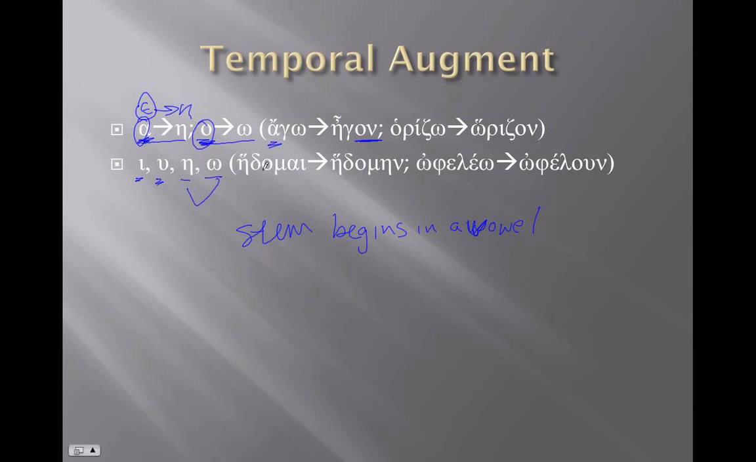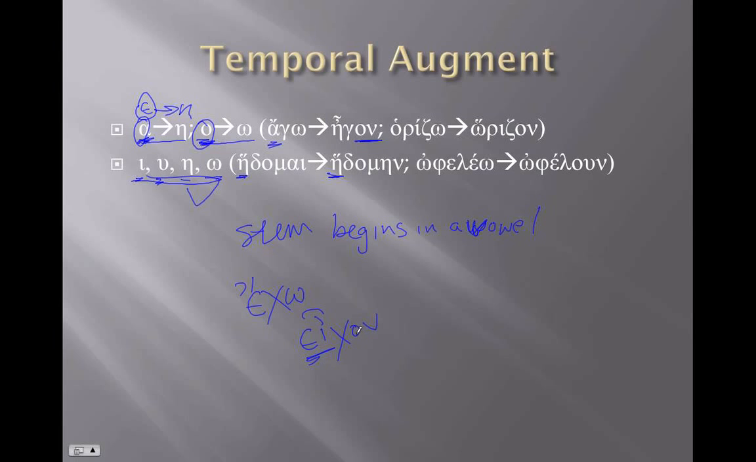So heidomai, to be pleasing, heidomain. So the eta here stays eta, or ophelao, to help or aid, ophelun. So the omega stays an omega. So you have to watch the endings. If the stem is originally epsilon, alpha, or omicron, it's easy to tell. But if it's one of these other vowels, watch those endings. Now, one special case is the verb echo, to have. Its imperfect is actually eichon. It's irregular, so that epsilon augment has become epsilon iota. So that's what we do with temporal augments.